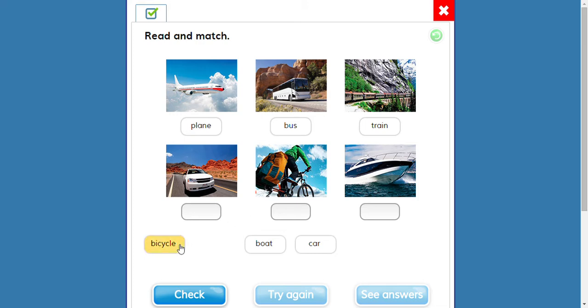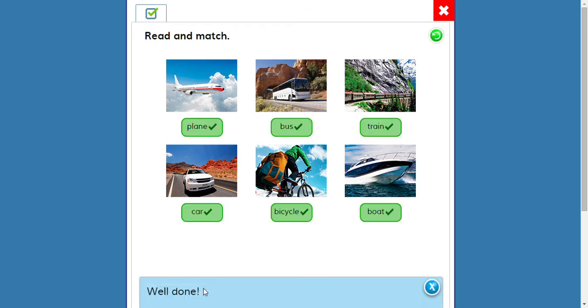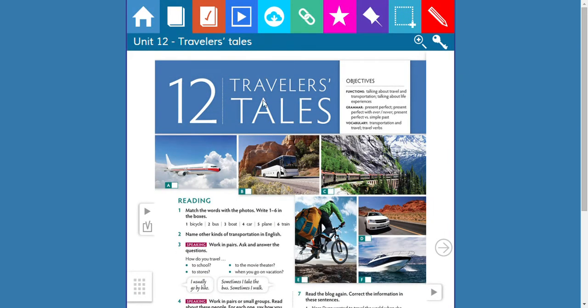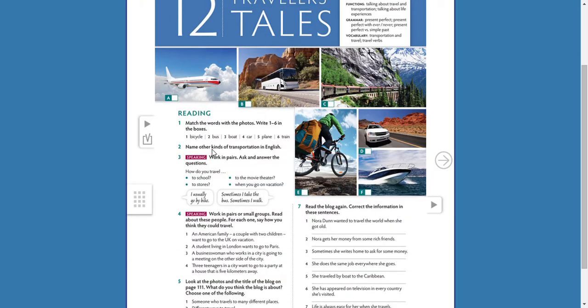Let's continue. What is bicycle? Number 1, 2, or 3? Yes, in the middle. Boat, this or that? Aha, and car. Okay, let's see if your answers are right. 1, 2, 3. Excellent. Here you have the vocabulary, you have the pronunciation, and you have some pictures so that you can understand each word. Let's continue. Number 2, name other kinds of transportation in English.